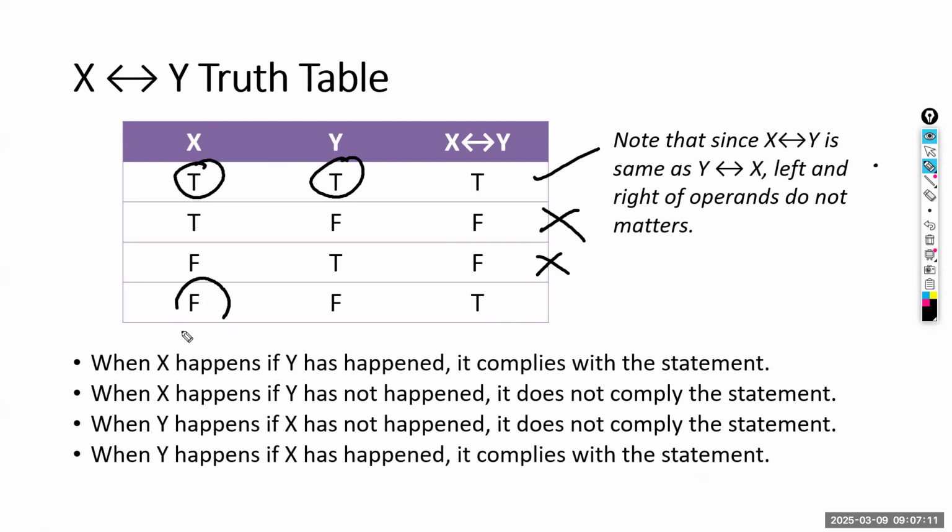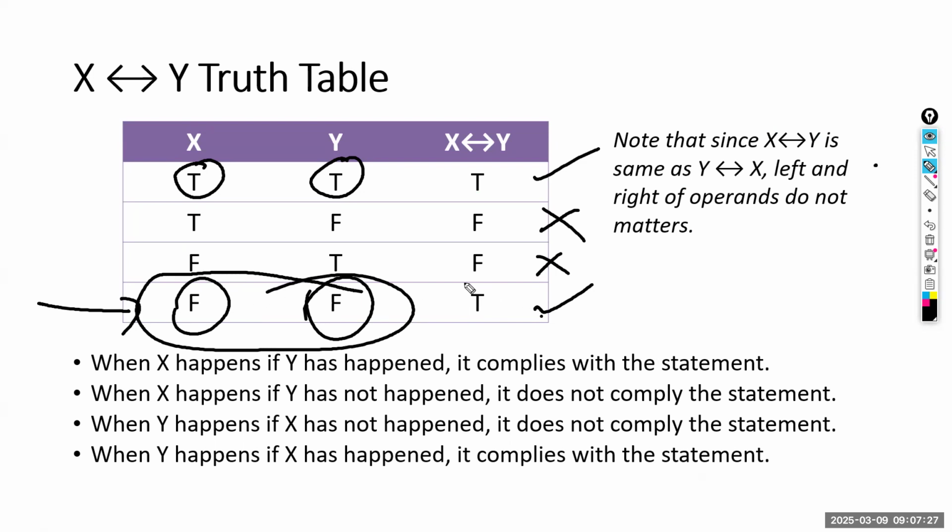And x has not happened, y has not happened. And now it is true. Why? Because the benefit of the doubt is still with us, because this is not something we have claimed. So therefore still our statement is not challenged. Our statement is challenged only when x happens and y does not happen, or y happens and x does not happen.